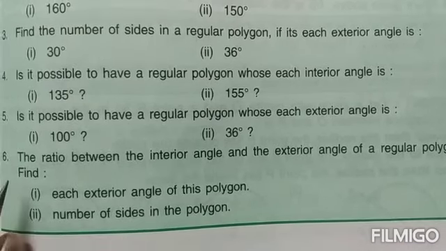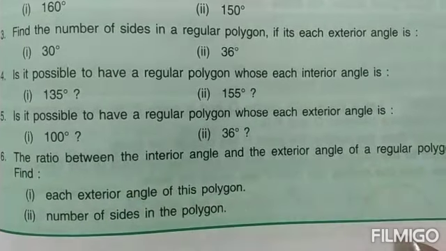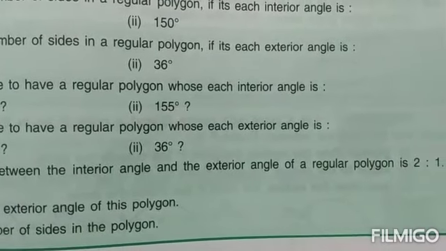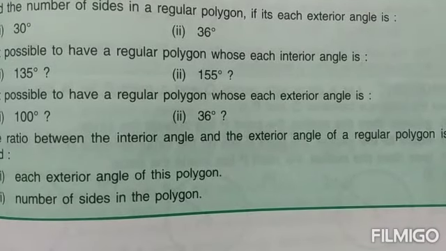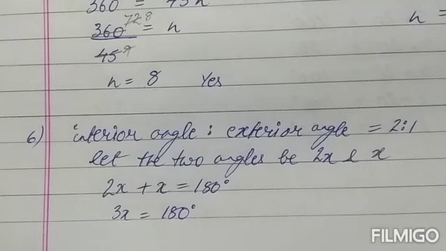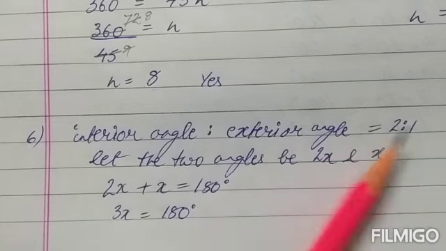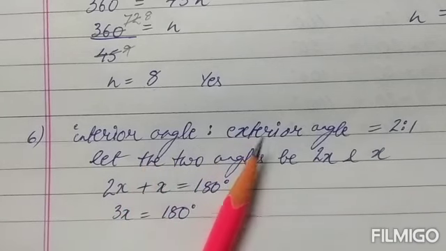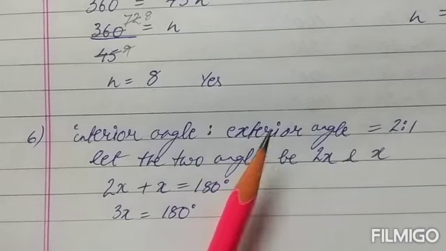Coming to the last question of the exercise, children. The ratio between the interior and the exterior angle is given of a regular polygon, which is 2:1. We have to find each exterior angle and the number of sides. So let's see the working. Now children, each interior angle and exterior angle are given the ratio as 2:1. So what will we do? We are going to make use of the last property that was written, that the sum of the interior and the exterior angle at a vertex will be 180. So we are going to make use of that.